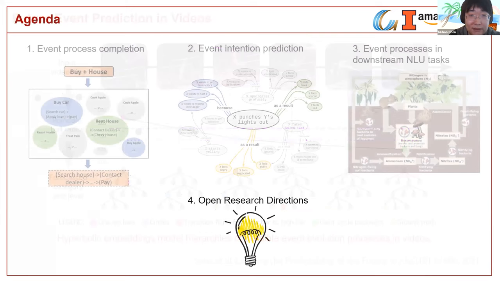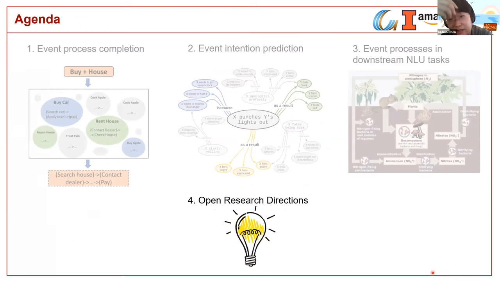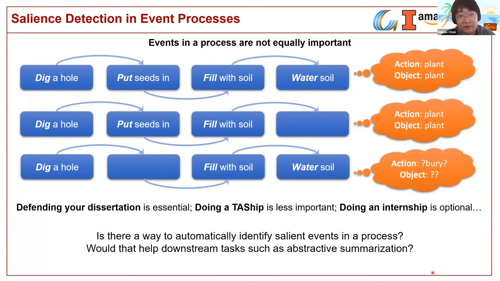So lastly, I have three pages of slides talking about a few open research directions focusing on event process understanding. The first problem is salience detection in event processes. Previously, we introduced the problem of intention prediction for event processes, but here there's one unresolved but highly relevant problem, which is that events in a process are not equally important with regard to the central goal.